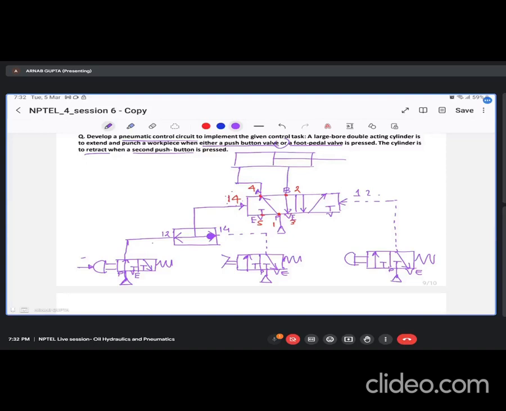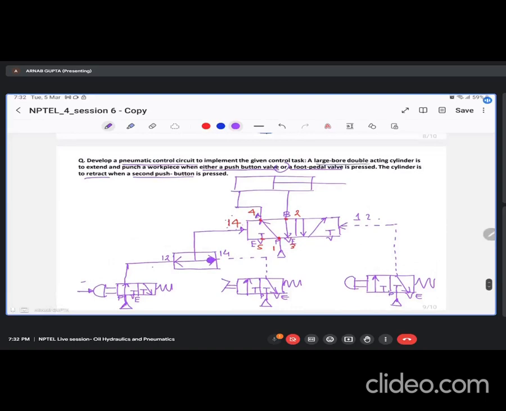Okay, one more thing. In the question, they have said large bore double acting cylinder. Generally for a large bore, you should be using a meter out or meter in circuit, because the flow should be controlled, right? So that's why it's advisable that you use a meter out circuit. It can be meter in or meter out, anything. Like here, let's say we are using a meter in circuit only.